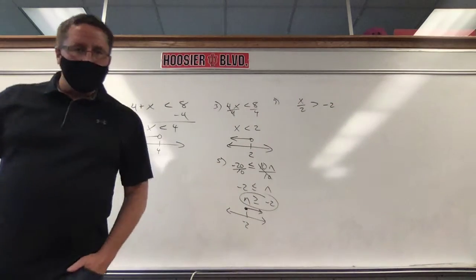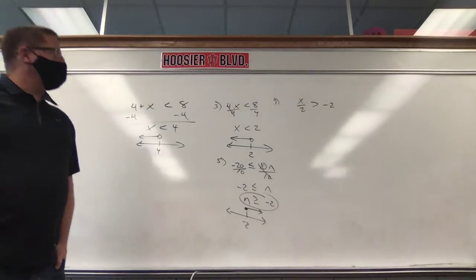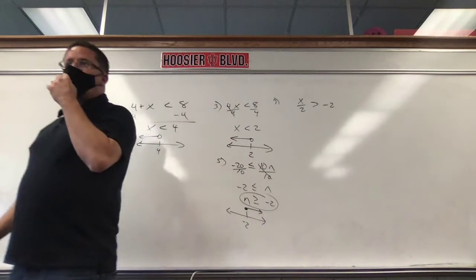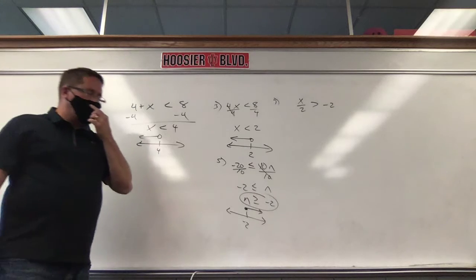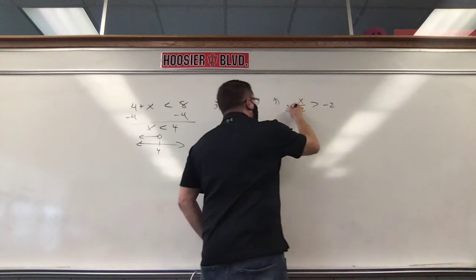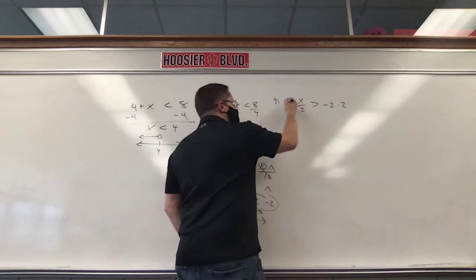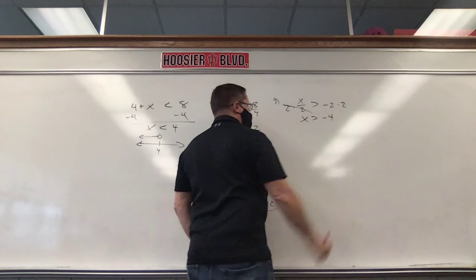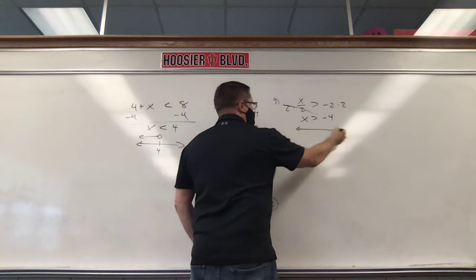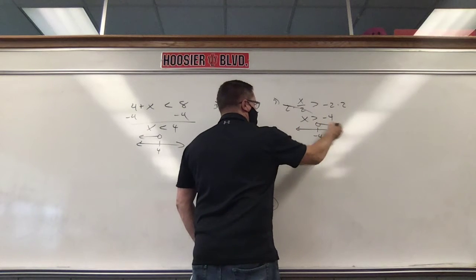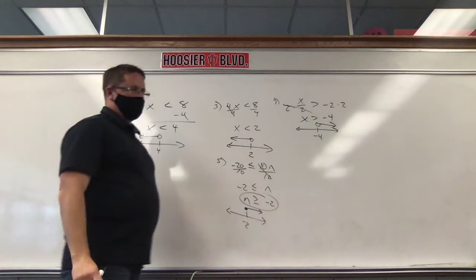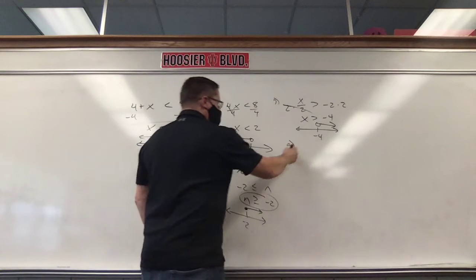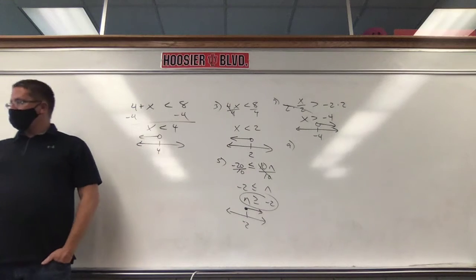These are easy. Okay, so in this case, we have to get rid of this 2. How are we going to get rid of the 2 this time? Times. Well, how come times? Because it's opposite. It's dividing. So we put times 2, times 2. These cancel. We're left with x is bigger than negative 2 times 2, which is negative 4. And we have negative 4 open, shade to the right. These are easy. x is bigger than negative 4.